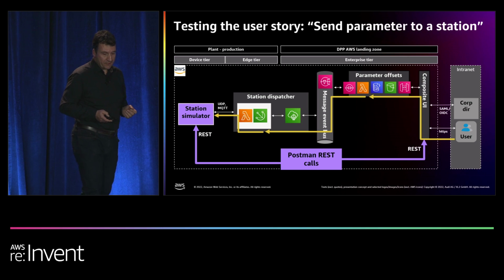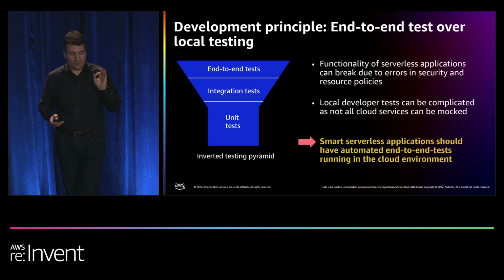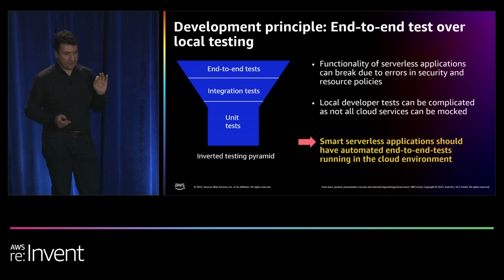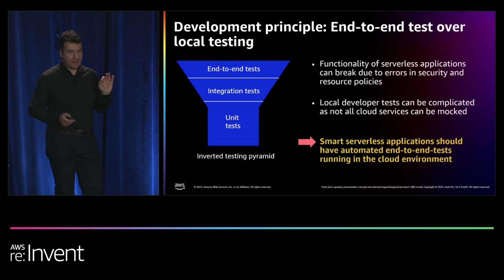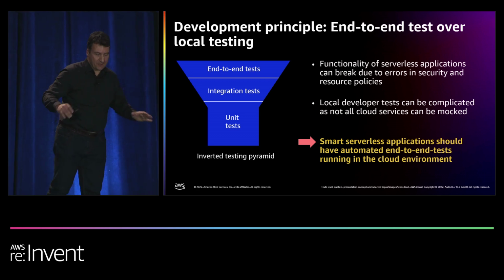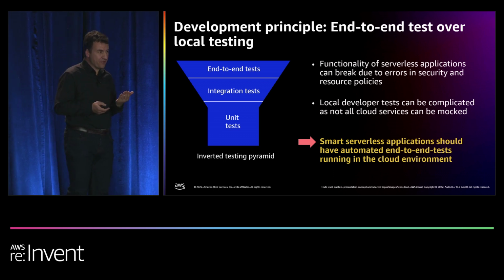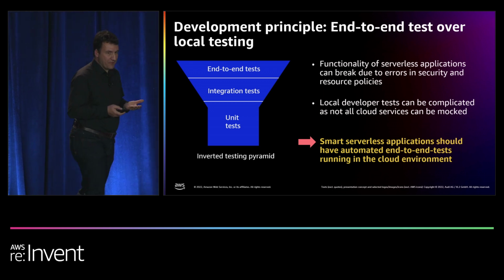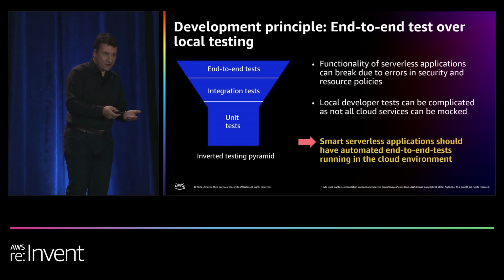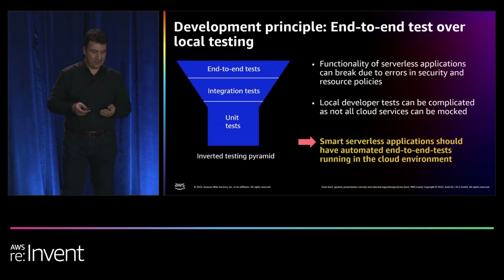And the principle here is that for serverless projects, end-to-end tests are more important than unit tests. You may know the typical testing pyramid, where you have a lot of unit tests and integration tests and few end-to-end tests. Here, from our experience, it is different. There are more reasons that code can break that are not within your code, but within your configuration, in security or in resource policies.